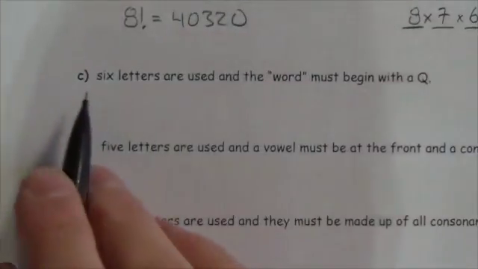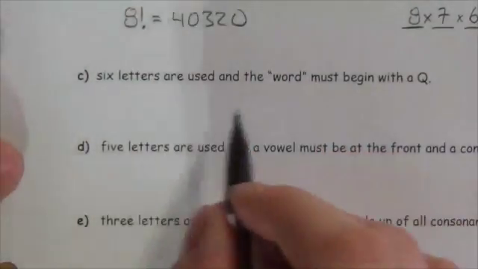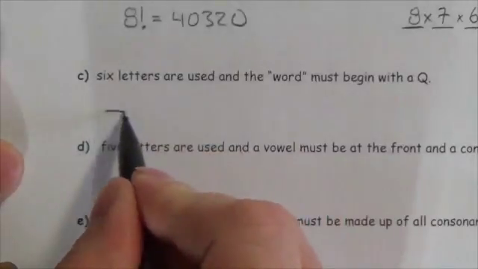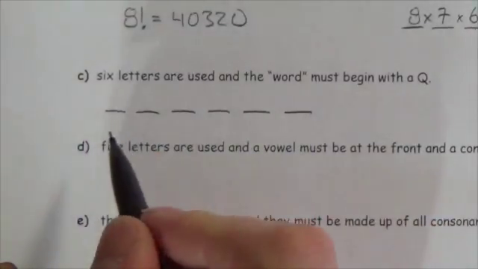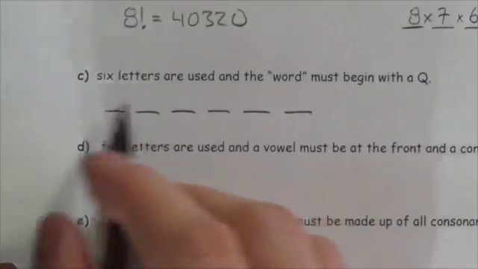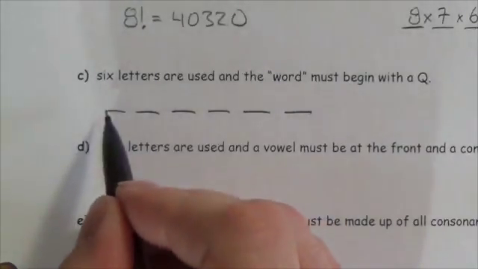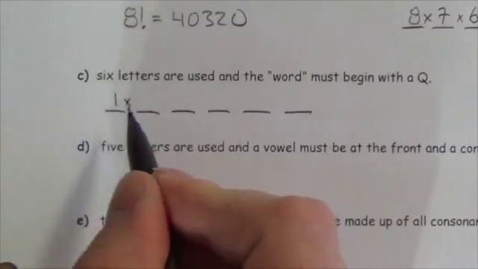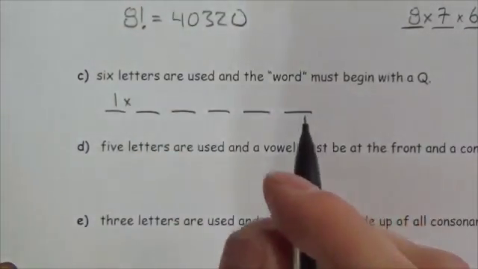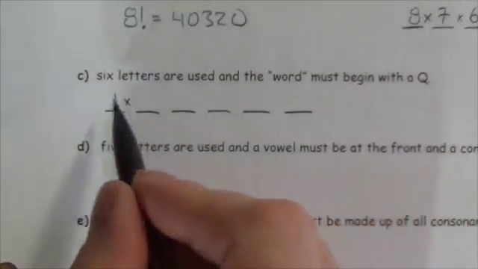So now in this case right here, we're going to use 6 of the letters, but we got to begin with Q. So we've got 6 tasks to accomplish, but we got to begin with the Q. And how many different options do we then have for the first position here? Well, the answer is there's only 1 option. Okay, of the 8 letters I could use, 7 of them I'm not allowed to use up here.